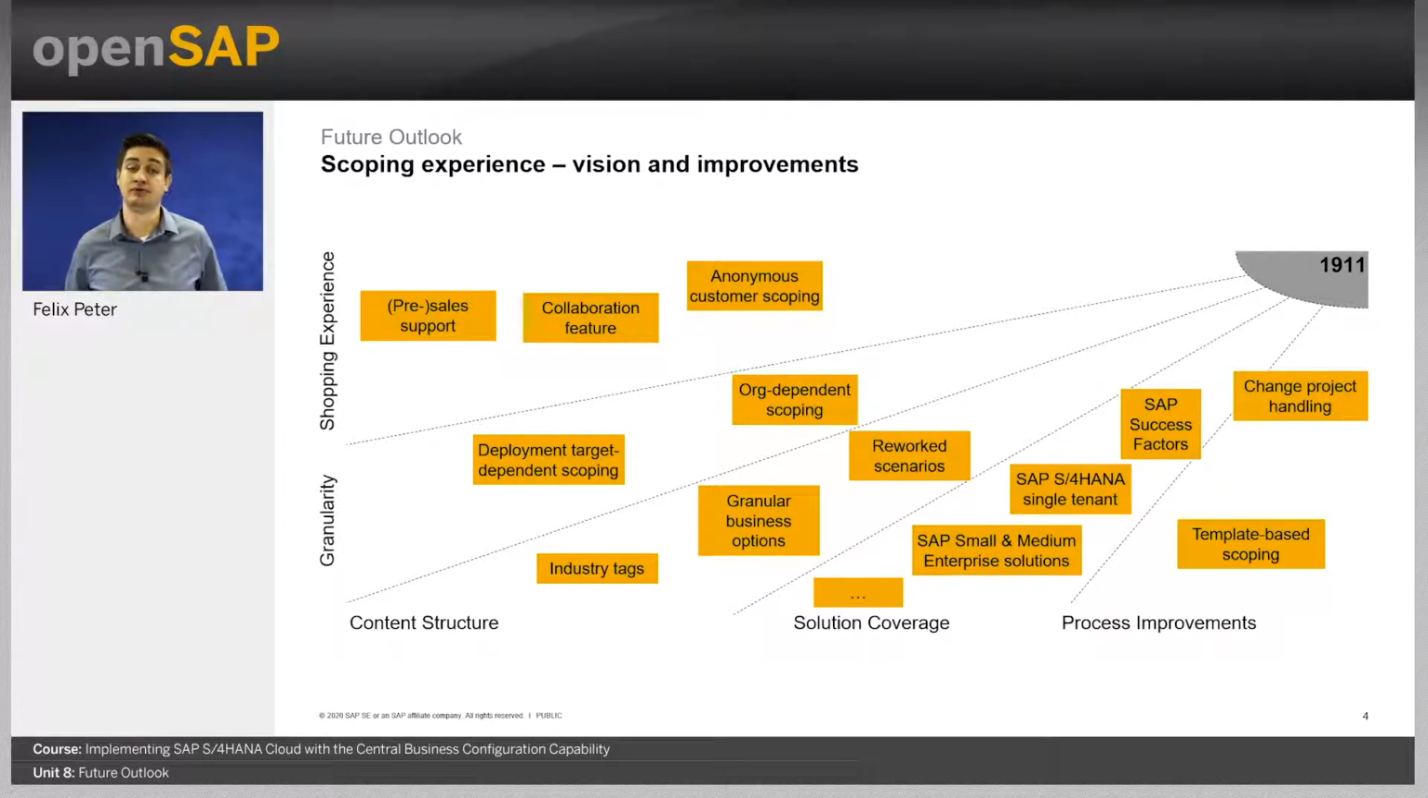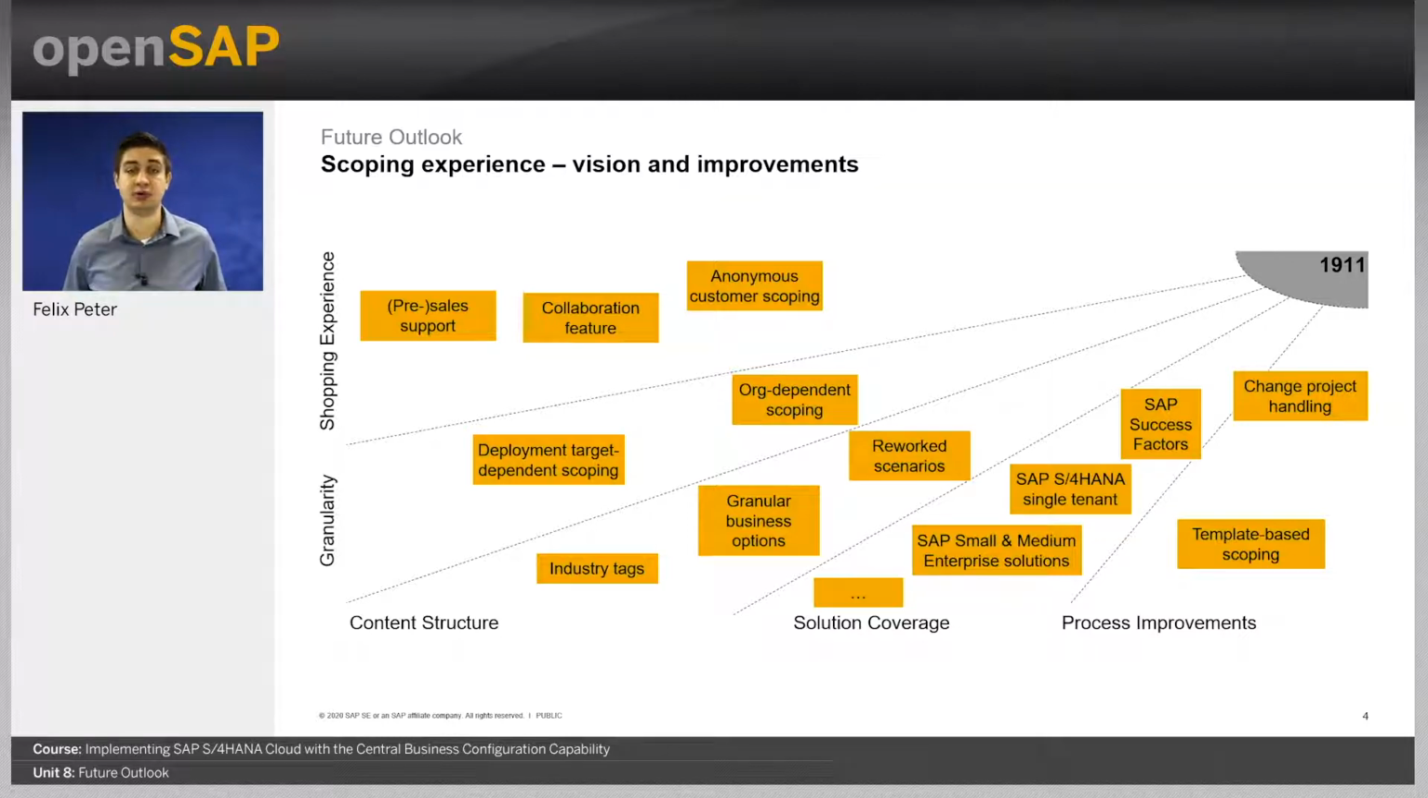One important thing for providing such a good scoping experience is also the way how we structure our content. And also for that, you can already see here that we want to rework scenarios, that we want to have more granularity, and also want to have an influence of the industries here. And I'll have a slide on that going after this slide, which will show you how and what we want to do in this area.